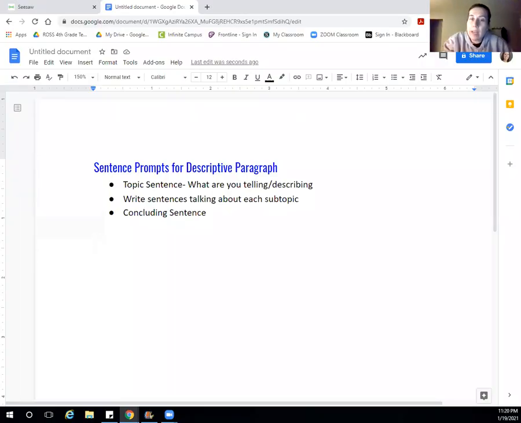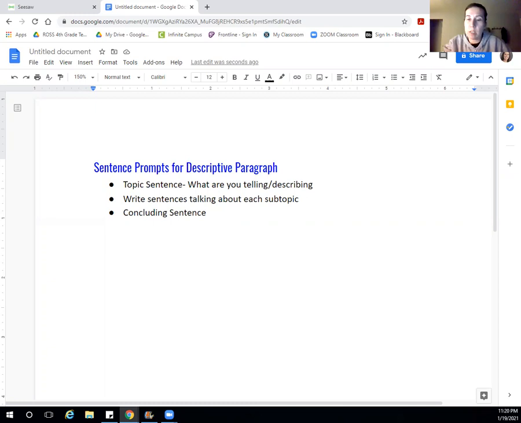The layout for the descriptive paragraph is you will want to start with a topic sentence that says what you are describing. That's the center part of your map. Then you're going to write sentences about each subtopic, the main subtopics. You can add a little bit of details within that sentence, but you're going to write one sentence about each different subtopic, and then a concluding sentence to wrap that up.